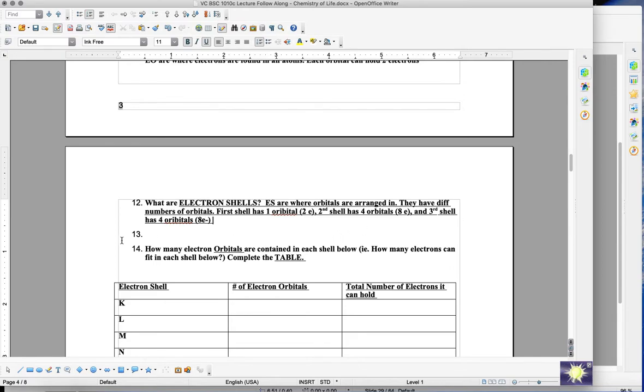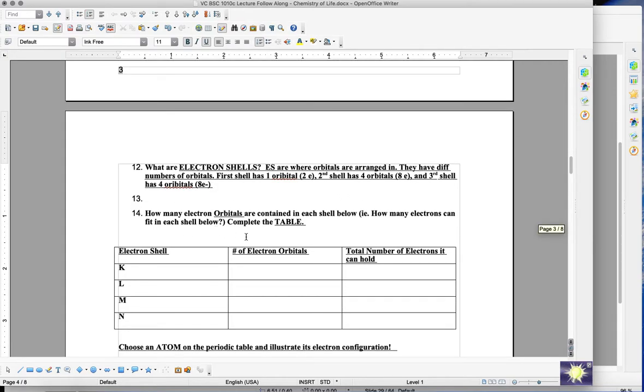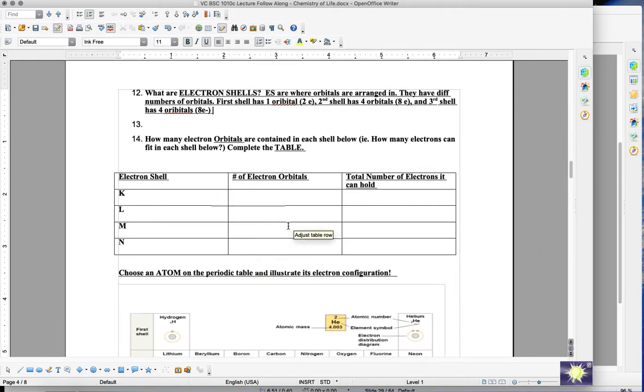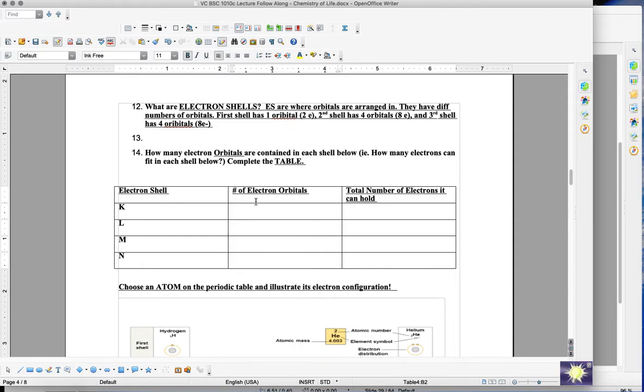All right, cool. So this is fun, right? So how many electron orbitals are contained in each of the shells below, and then how many electrons can fit in each one. Okay, so remember we said that K is our closest one to the nucleus. So that has just 1 orbital, so it can only hold 2 electrons. L, M, and N. This is the second shell, third shell, and fourth shell, respectively. And these all have 4 orbitals. And remember, each orbital can hold 2 electrons, so this can hold 8 electrons, 8 electrons, and 8 electrons.